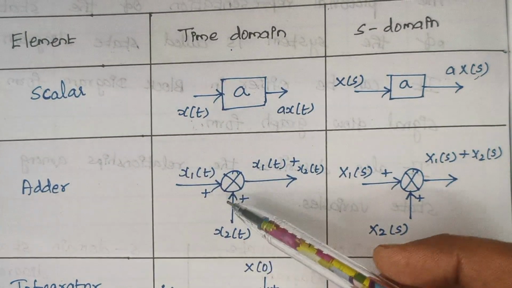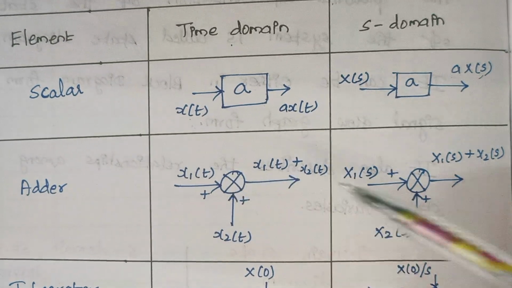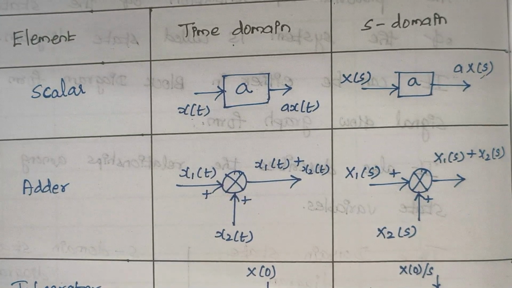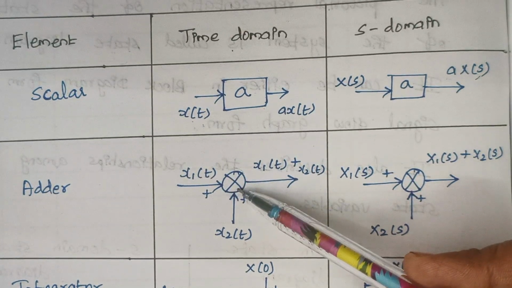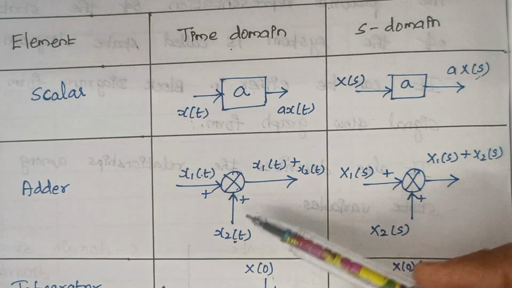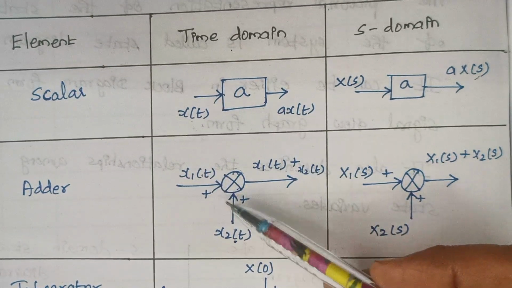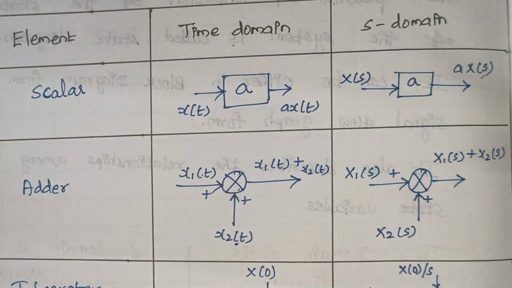So here adder is nothing but we will be having a summer always, right? Either it is an addition or subtraction. So here we are having a summer and these are the two input signals, x1 of t and x2 of t. So the output, both are with the plus sign, right? So x1 of t plus x2 of t is the respective output.